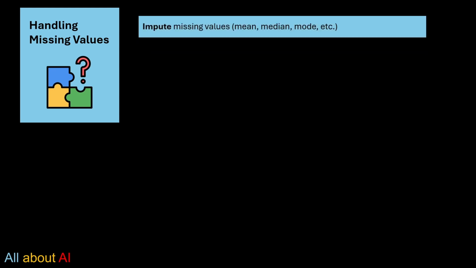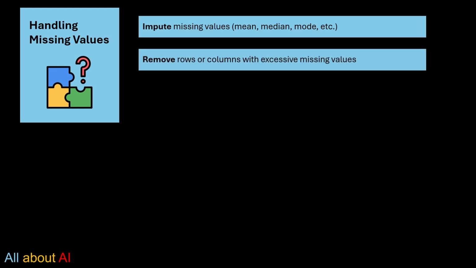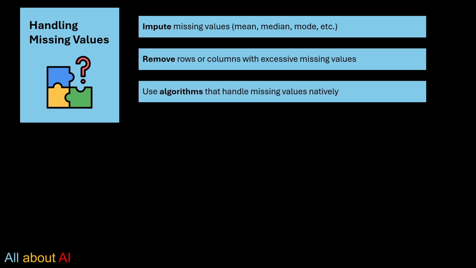Now, handling missing values. How do you handle missing values? One way is to impute missing values using statistics like mean, median, or mode. Another way could be to remove the row or column if there are excessive missing values. A third way could be to use specific algorithms that handle missing values natively. As I mentioned earlier, some algorithms can handle some of the data deficiencies inherently.